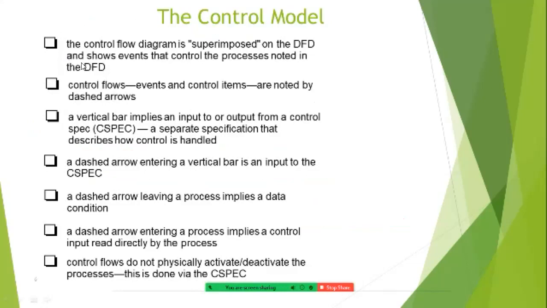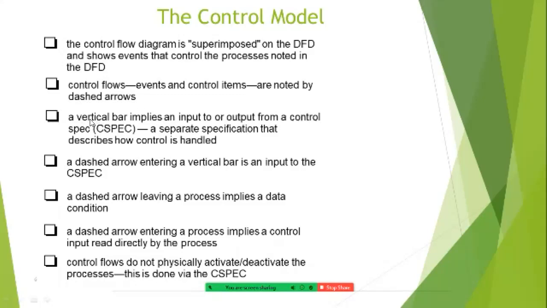A vertical bar implies an input to or output from a control space, the CSPEC, a separate specification that describes how control is handled. A dashed arrow entering a vertical bar is an input to the CSPEC. A dashed arrow leaving a process implies a data condition. A dashed arrow entering a process implies a control input read directly by the process.